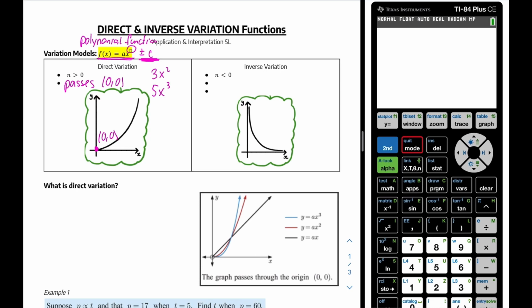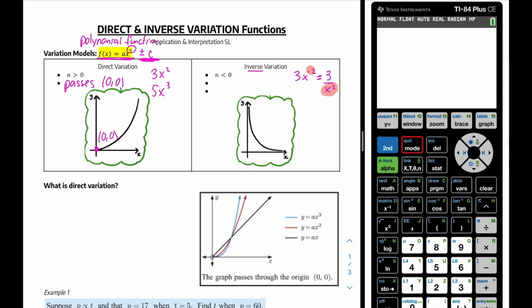Now, if we look at n, the exponent, being negative, this is going to be an inverse function. So we could have something like 3x to the power of negative 2. Another way we could write this is 3 divided by x squared. So if we have x to the power of negative 2, or we have x to the power of 2 in the denominator, these two are equivalent using our exponent rules, right? And both of these represent an inverse variation function.